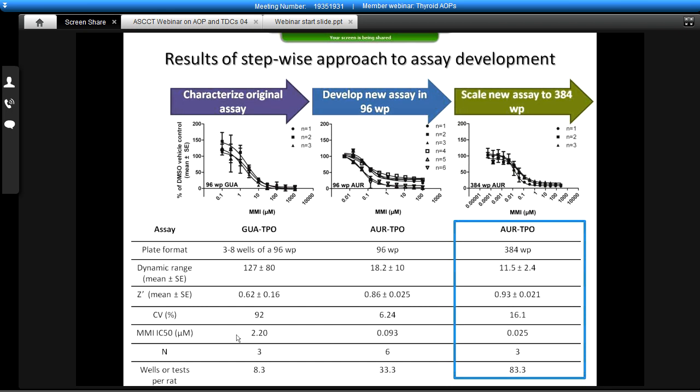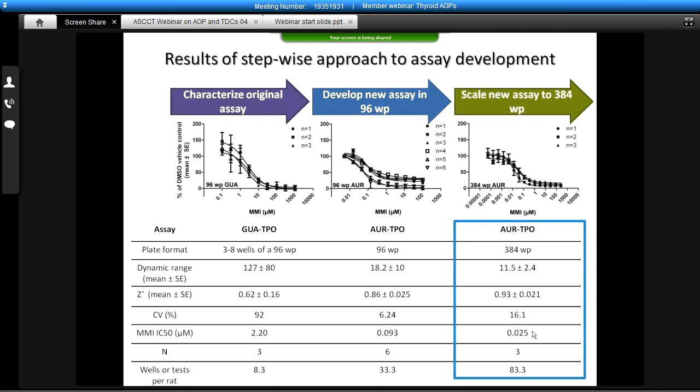This is a really interesting line in this table I'll spend a minute talking about. So MMI is my abbreviation for methimazole, and you can look at the 50% inhibitory concentration, or IC50, and for the guaiacol assay, it's about 2.2 micromolar. For the 96-well version of Amplex Ultra Red assay, it's 0.09 micromolar. And for the 384-well format, it's an even greater potency, i.e.